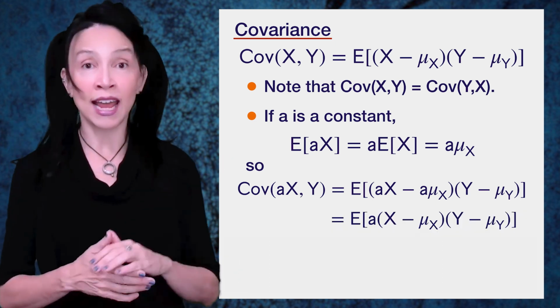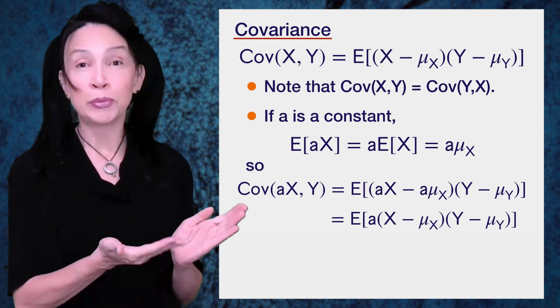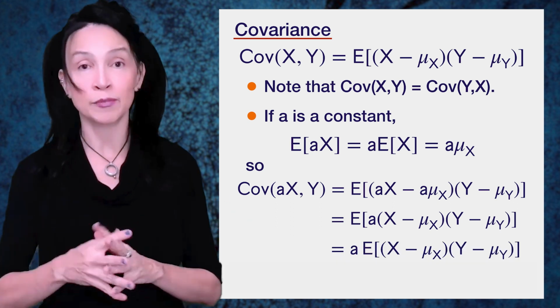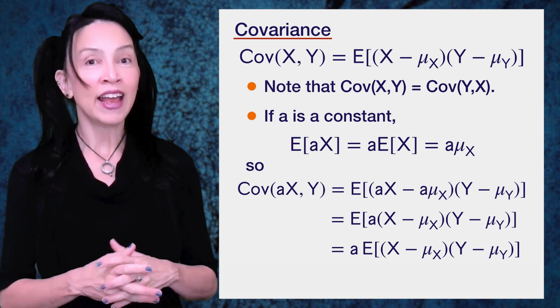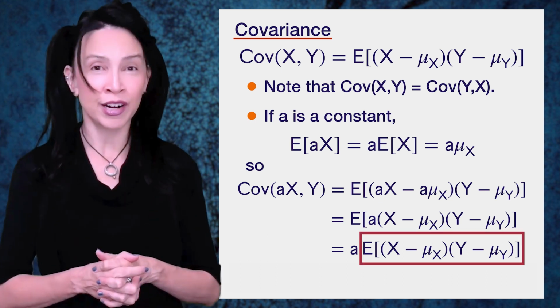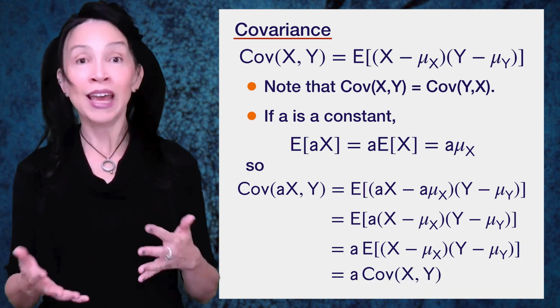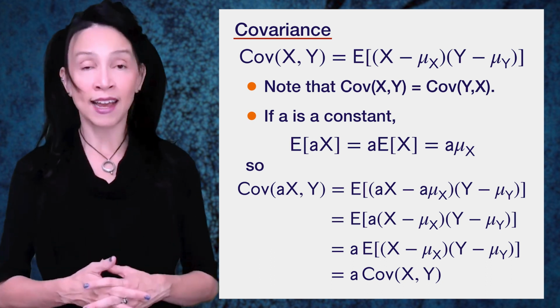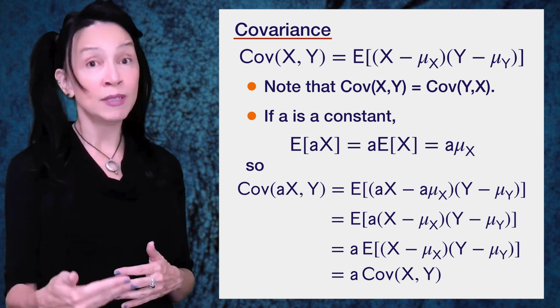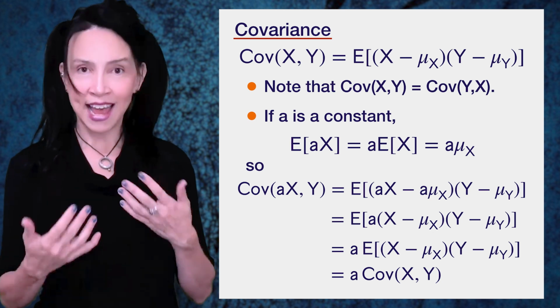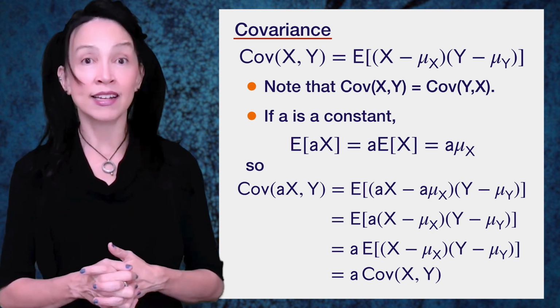And I can factor A out of this guy in here, and then I can pull that outside of the expectation because expectation is a linear operator. And then what I'm left with in here is the covariance between X and Y. So we have shown that for a constant A, the covariance of A times X and Y is A times the covariance of X and Y.